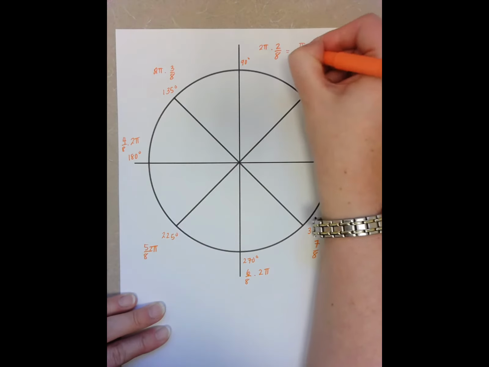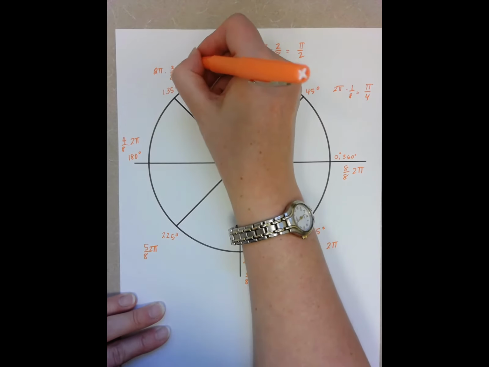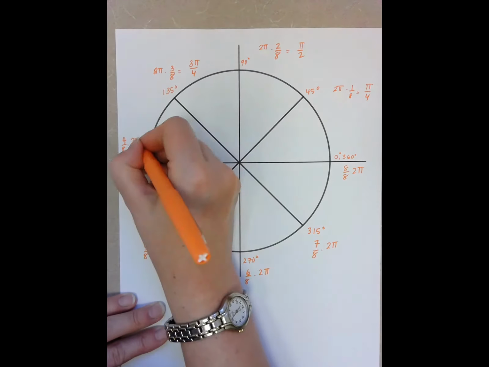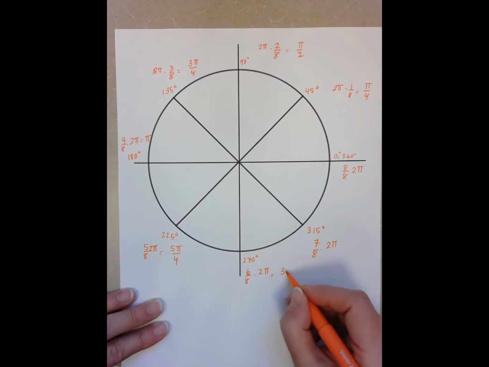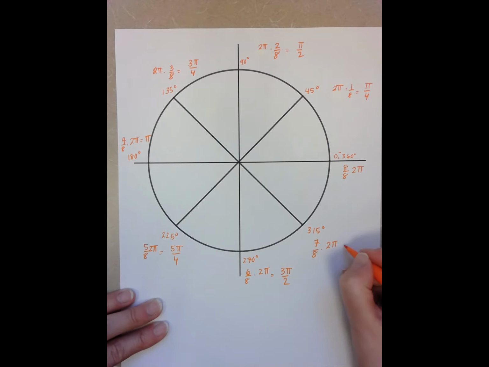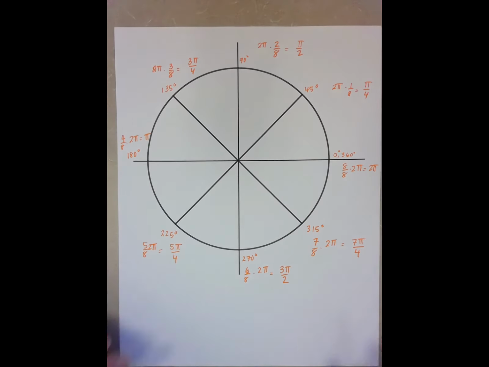We've already seen this one, pi over 2, 3 pi over 4. We've already seen this one, it's pi. 5 pi over 4. We've already seen this one, it's 3 pi over 2. 7 pi over 4. And then, of course, we've already seen this one, it is 2 pi. So now we have degrees and radians.